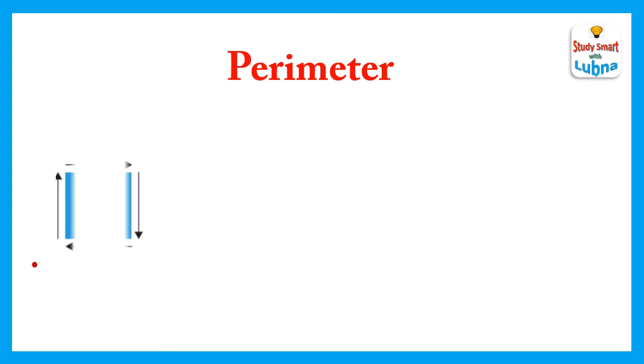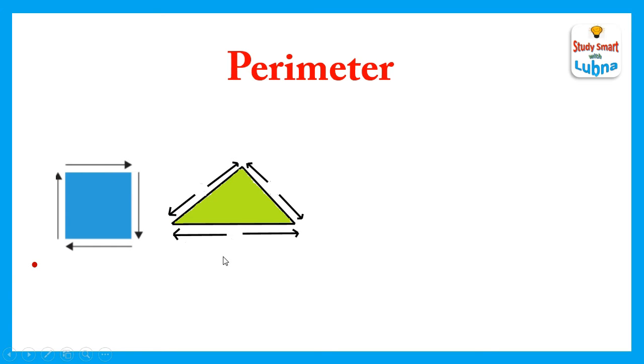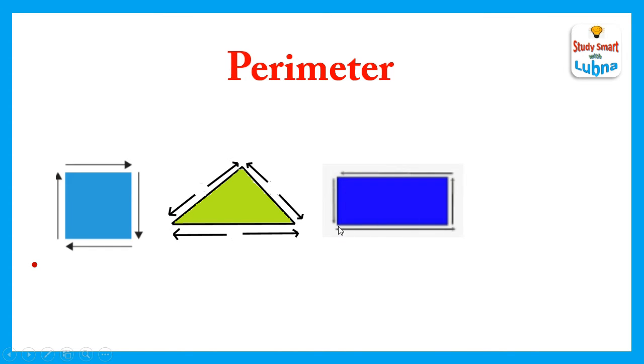As we know that perimeter is the distance around any two-dimensional shape, the perimeter is represented by the arrow. So the outline or the boundary of the square is represented as perimeter. Similarly, this is the perimeter of a triangle represented by arrows. This is the perimeter of a rectangle, the outer boundary of a rectangle. Similarly, the perimeter of a pentagon is also represented by the outer boundary or outline.